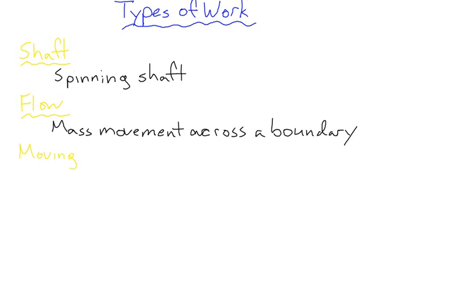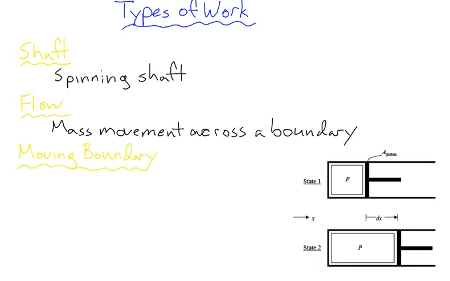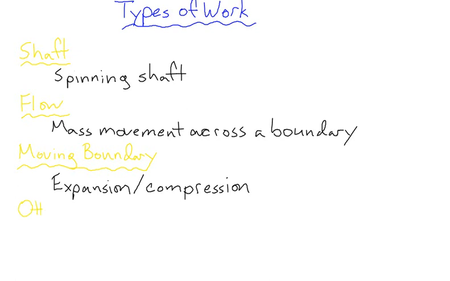The third type of work is going to be moving boundary. So moving boundary, the most common type that you'll think of with this is going to be a piston. An example of this might be the shocks on your mountain bike, expanding and compressing, or a piston in an engine expanding and compressing. So you have that work of the expansion and compression, the change in that volume is the moving boundary work. There are other types of work such as spring, electrical, magnetic, but we're not really going to get into those in these courses. For this course, we're going to mainly focus on shaft, flow, and moving boundary.